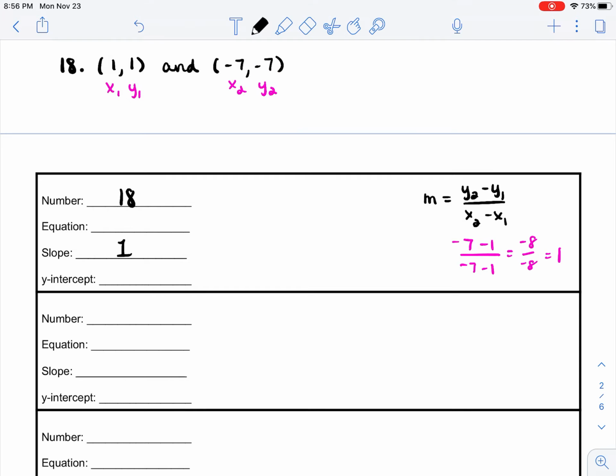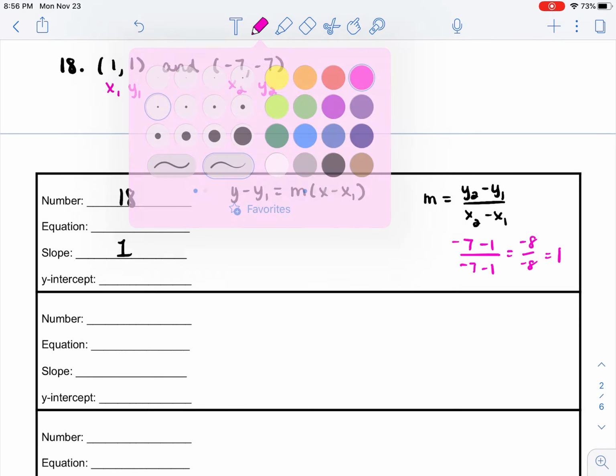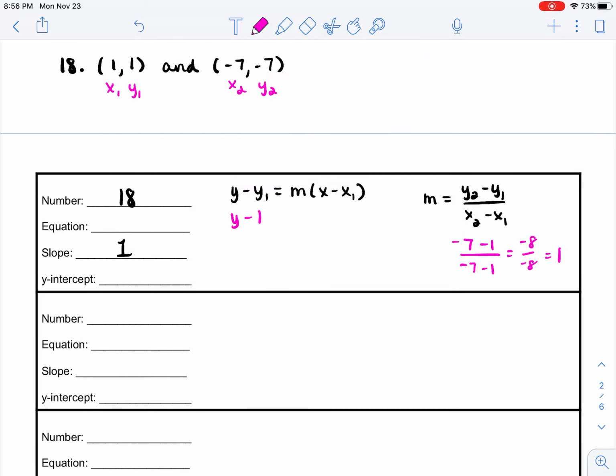Now because I have 2 coordinates, first I'm going to put it in point-slope form, or y minus y sub 1 is equal to m parentheses x minus x sub 1. It doesn't matter what point I choose, but I'm going to choose the (1, 1) because that one's easier. So now this is going to look like y minus 1 is equal to 1 parentheses x minus 1.